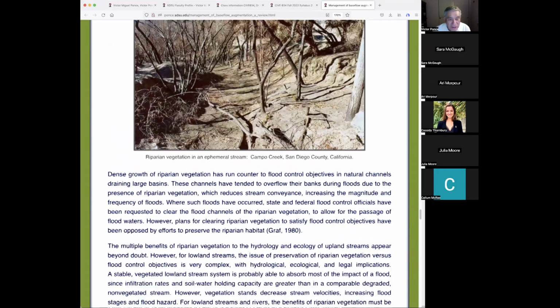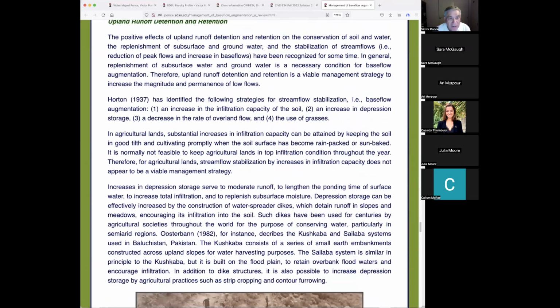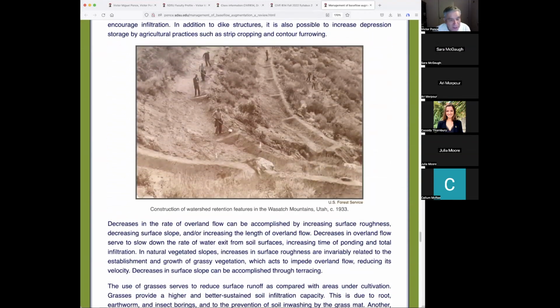Riparian vegetation management. Upland runoff detention and retention, his experiences. And this is the last figure that I really love, and I'm going to be discussing it for a minute, and then I'll close. Construction of watershed retention features in the Wasatch Mountains in Utah, 1933. This was the Civilian Conservation Corps. What they did was put all these mounds, or not mounds, well, whatever, you see it. They were making what is also referred to as minute detention. Hold onto the water, don't let it run off the slope.